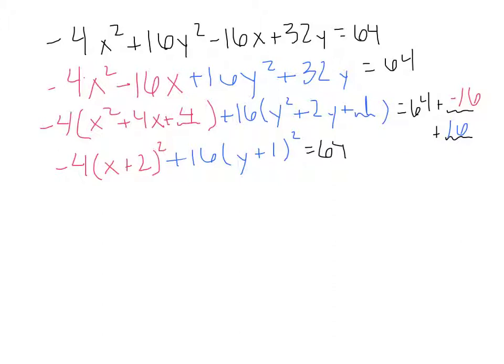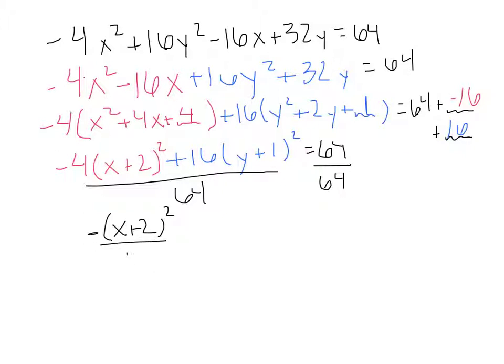So the last thing we need to do to get it into graphing form is divide both sides by 64. So we're going to start out with negative 4 over 64. So you need to divide 64 by 4, and you should get 16. So we have, for our x's, the fraction negative (x plus 2) squared over 16. Now we need to do 16 over 64, which is 1/4. So we have plus (y plus 1) squared over 4 equals 1.